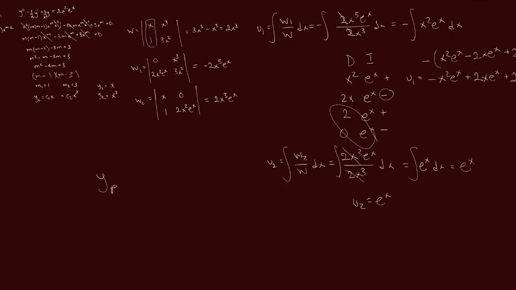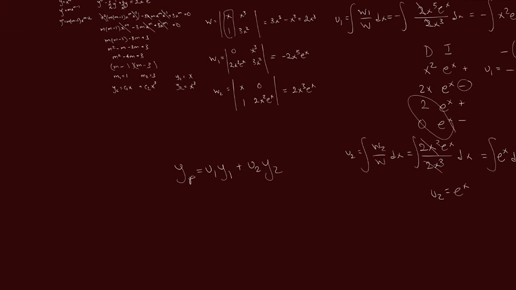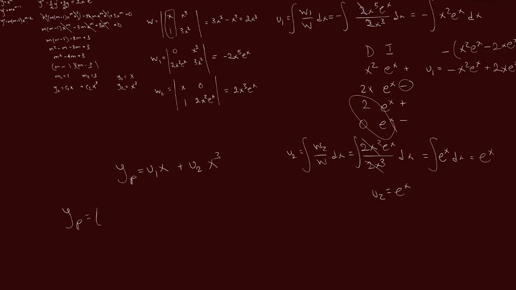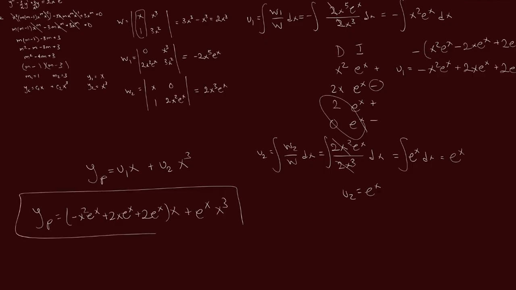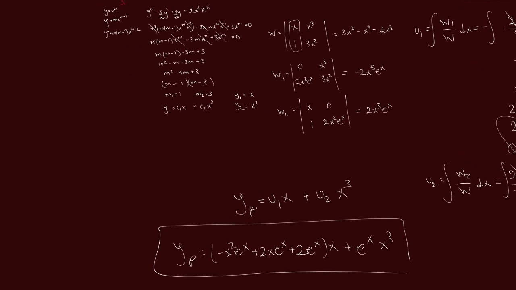So yp will be u1 times y1 plus u2 times y2. Recall y1 was just x and y2 was x cubed, and we just plug in u to get our yp. And that's your yp. To get your y, you just add yp with your yc, and that should be it.